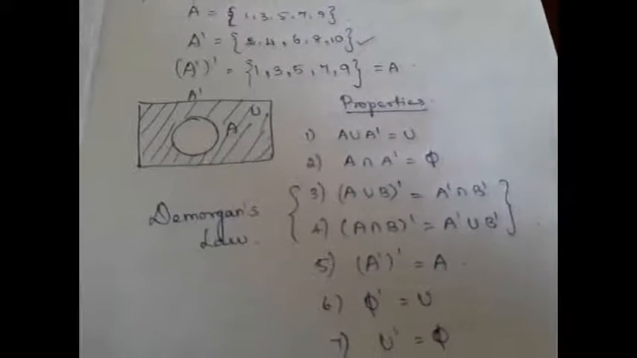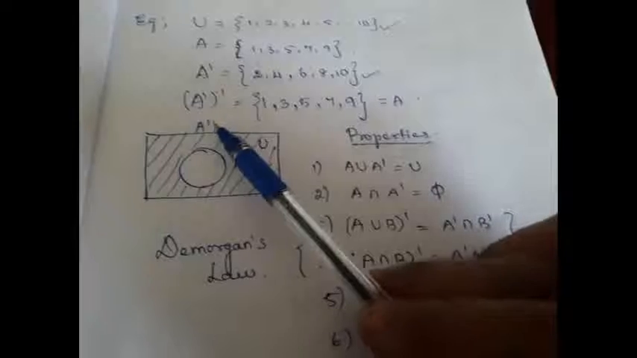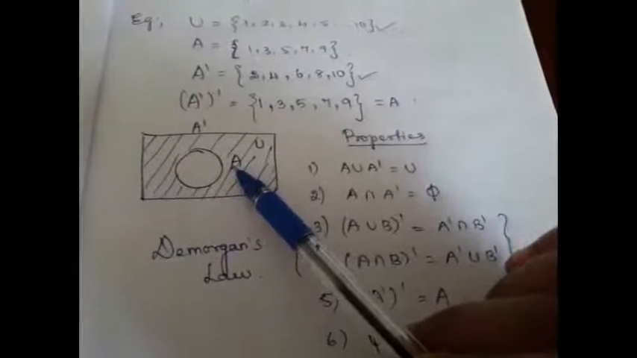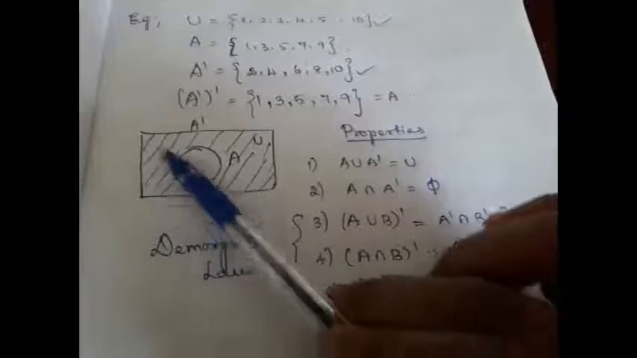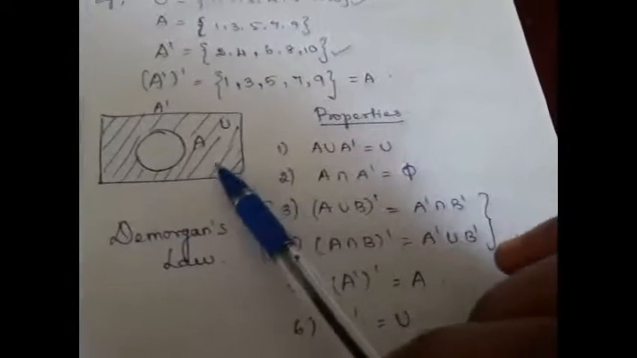This complement of a set can be represented in a Venn diagram like this. We know the universal set is represented by a rectangle and the set A is represented by a circle. When it is A complement, it is the remaining part of the universal set outside A. So the remaining region is shaded here.